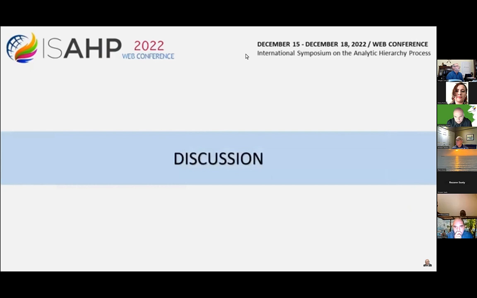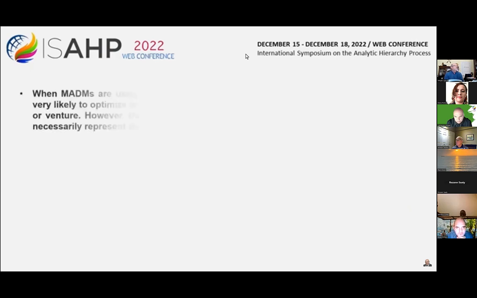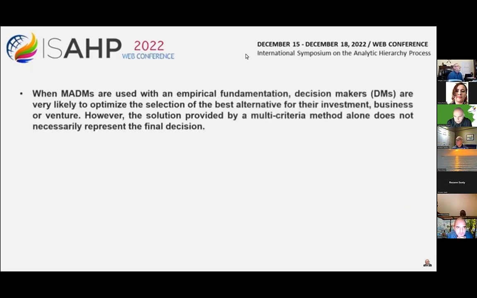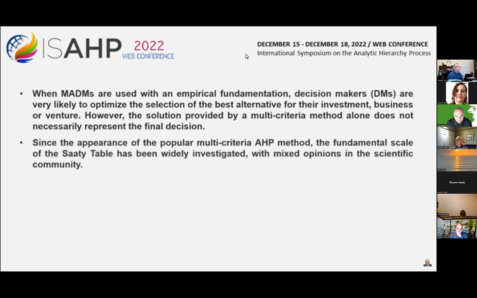Discussion. When multiple attribute decision-making, MADM, methods are used with an empirical foundation, decision makers, DMs, are very likely to optimize the selection of the best alternative for their investment, business, or venture. However, the solution provided by a multi-criteria method alone does not necessarily represent the final decision. Since the appearance of the popular multi-criteria AHP method, the fundamental scale of the SAHI table has been widely investigated, with mixed opinions in the scientific community.